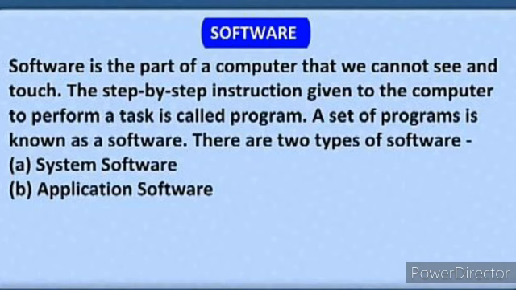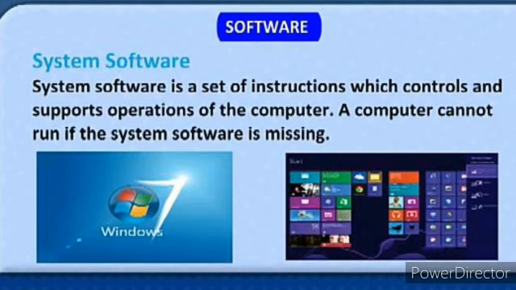First of all, we are going to discuss system software. System software is a set of instructions which controls and supports operations of the computer. A computer cannot run if the system software is missing.